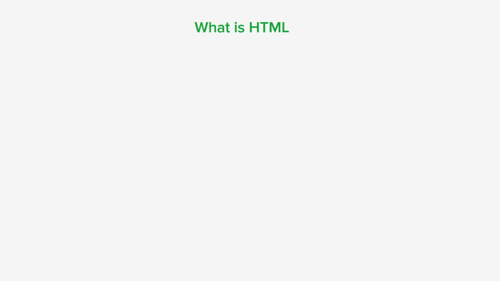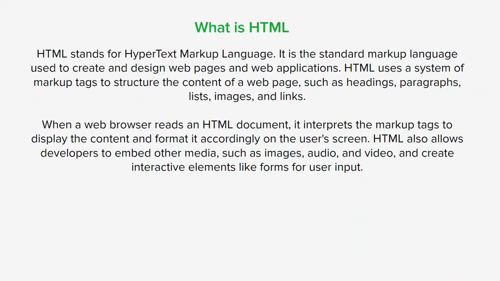So let's start with the very basics of what is HTML. HTML stands for Hypertext Markup Language, and it's the standard markup language used to create and design web pages, web applications as well. HTML uses a system of markup tags to structure the content of a web page, such as headings, paragraphs, lists, and images and links as well. When a web browser reads an HTML document, it interprets the markup tags to display the content and format it accordingly on the user screen.